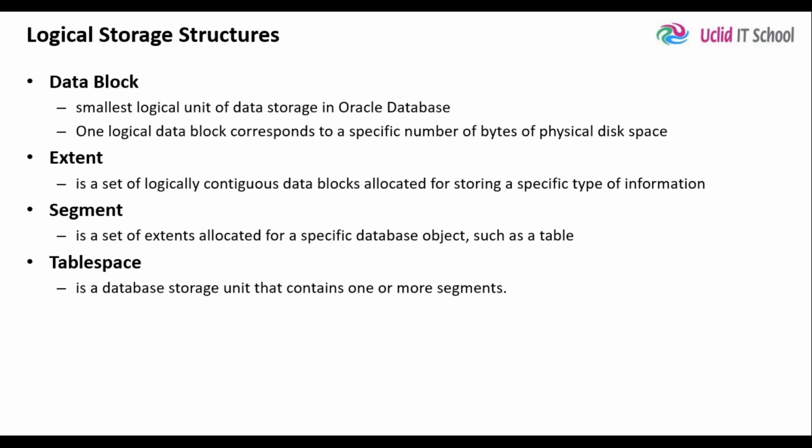Data block, one or more data blocks. An extent is made up of data blocks, right? A segment is made up of extents, and the segments are contained inside a tablespace. So they roll up into each other. A data block rolls up into an extent, an extent rolls up into a segment, and a segment rolls up into a tablespace. So the data block is the smallest, next is extent, next is segment, and next is tablespace.